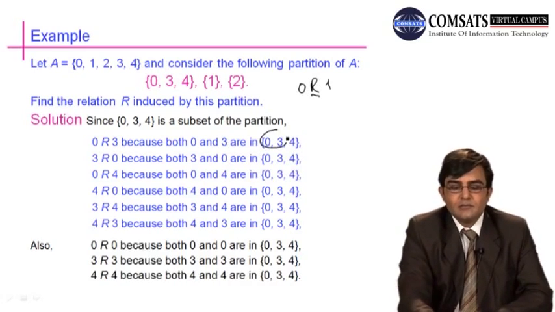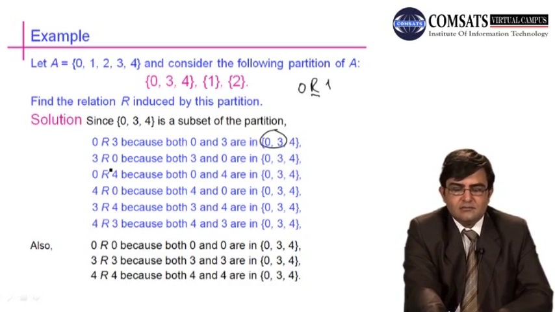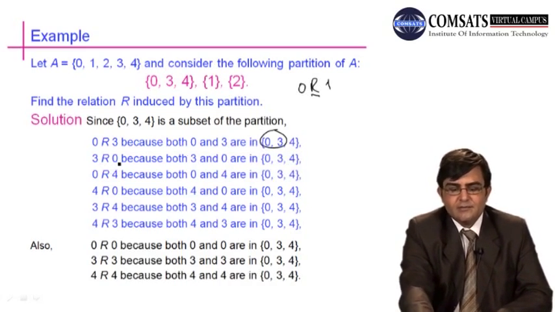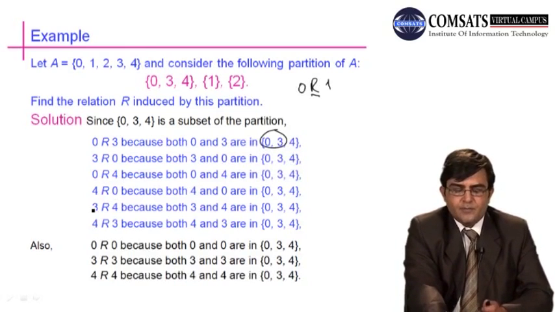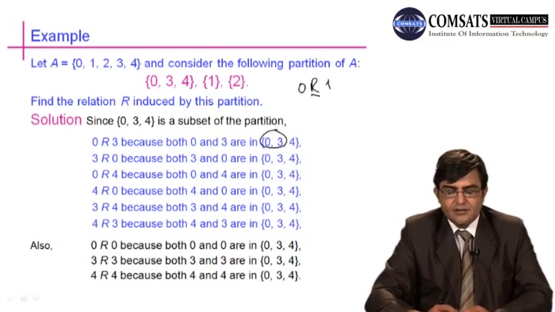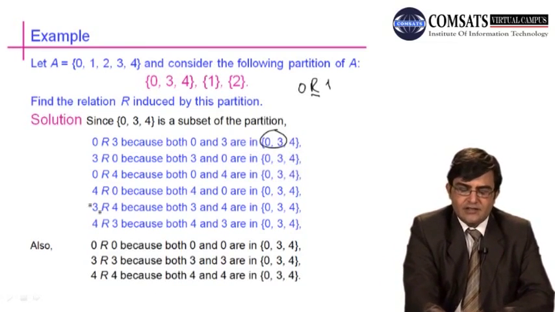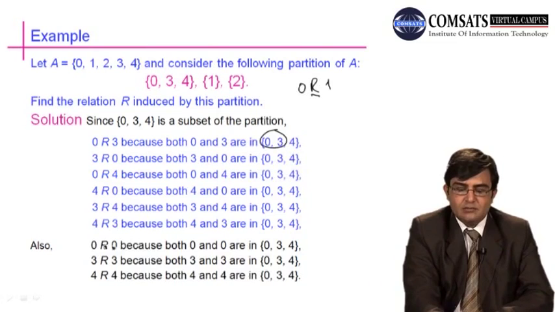Here 3 is related to 0 because 3 and 0 belong to the same set. 0 is related to 4, and 4 is related to 0, because 0 and 4 belong to the same set. Similarly, we can write all other elements which are related to each other: 3 and 4, 4 and 3. 0 is related to 0 because both 0 and 0 are in the same set. 3 is related to 3, 4 is related to 4.